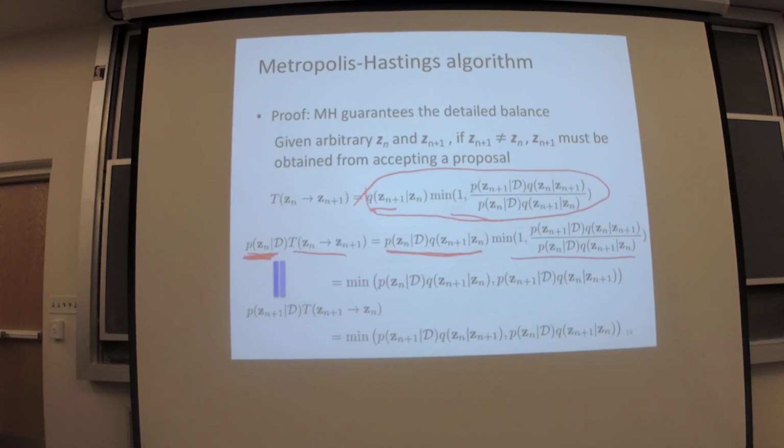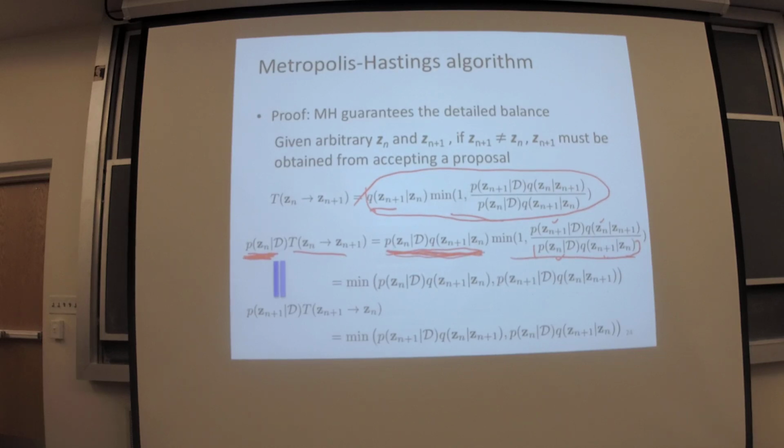So you can see this product is the same as the denominator, right? The numerator is that I start with Zn plus 1 from the posterior and then jump to Zn from my proposal distribution, right? And the numerator is that I start from Zn from my posterior and then jump to Zn plus 1, right? And the numerator is actually the same as the product terms outside.